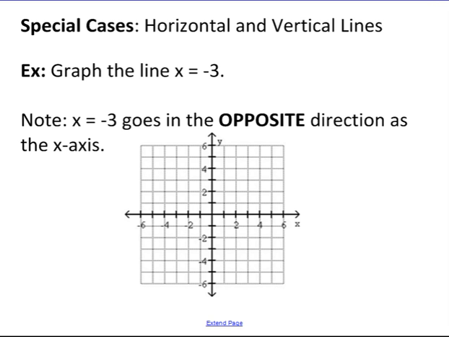Okay, this is section 2.3, part 2. We left off with talking about graphing horizontal and vertical lines. Suppose I want to graph the line x equals negative 3.